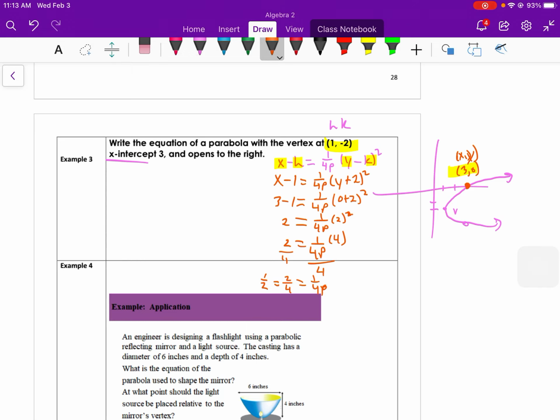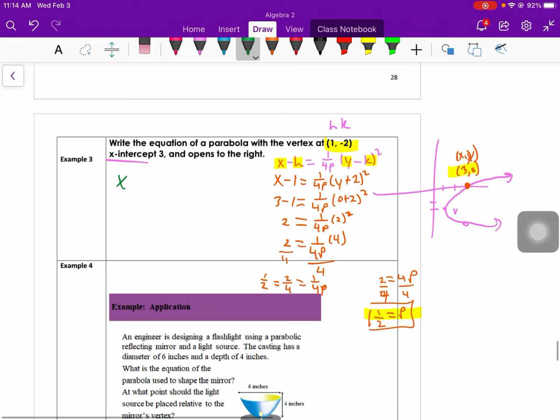So that means that 2 equals 4p, and then solving for p, we're dividing by 4, we get half equals p. Because when I took 2 divided by 4, it reduced to half. So now we have a p, and we have the standard form right up here for the equation of a parabola that opens to the right. So I'm going to plug in my p, and I already have my h, k in that form there.